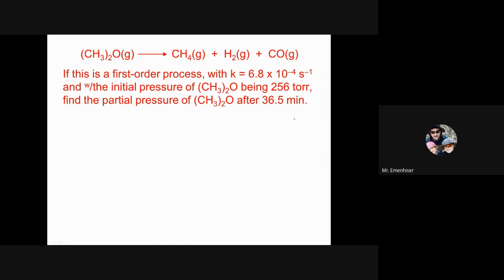So a parallel for this example that's familiar to you guys would be, here's our reaction. We're given the balanced reaction. We're given the rate constant. And then we're given the initial concentration of this reactant. And then we want to find the concentration of our reactant after 36.5 minutes. It's just that in this example, we're doing pressure. So how would we do this?